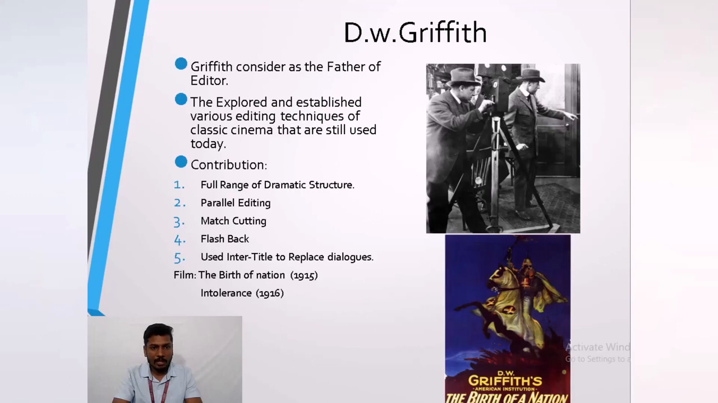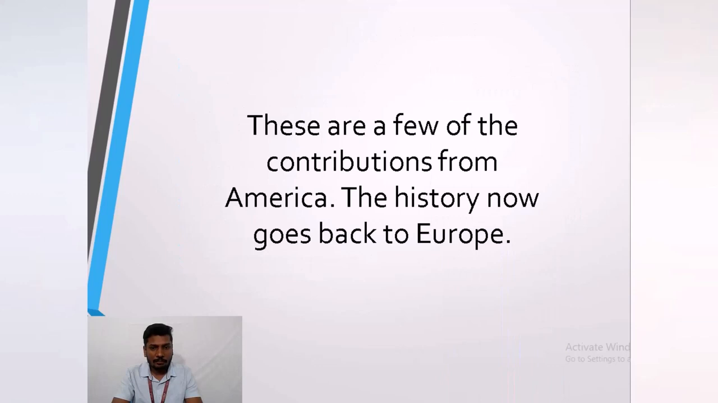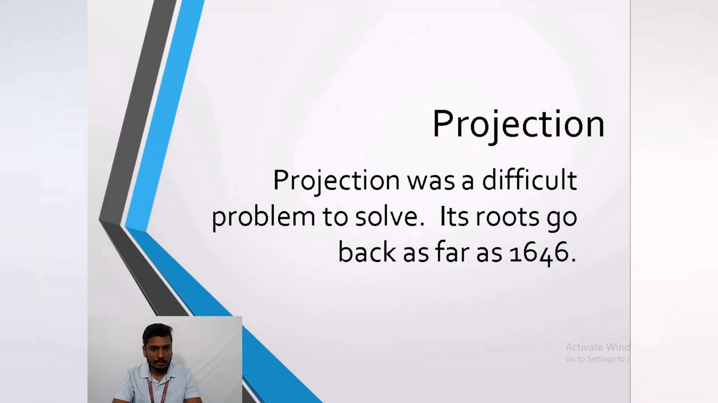D.W. Griffith, considered the father of editing, explored and established various editing techniques of classic cinema that are still used today. Contributions: full range of dramatic structure, parallel editing, match cutting, flashback, and use of intertitles to replace dialogue. The films are The Birth of a Nation, 1915, and Intolerance, 1916. These are a few of the contributions from America. The history now goes back to Europe.